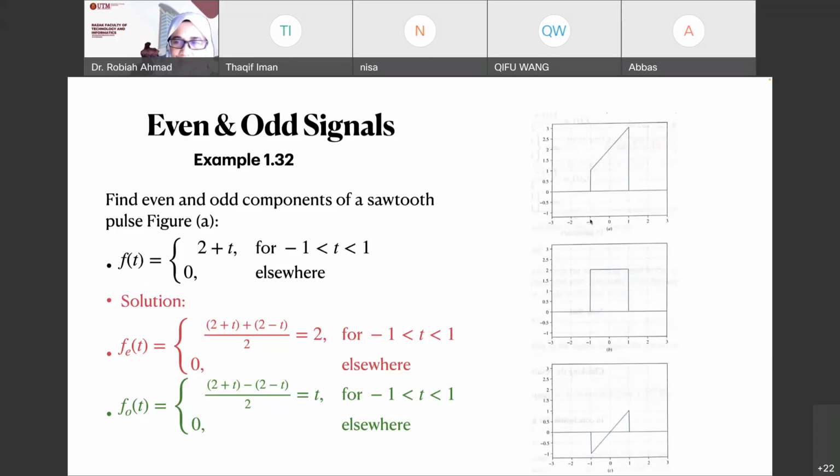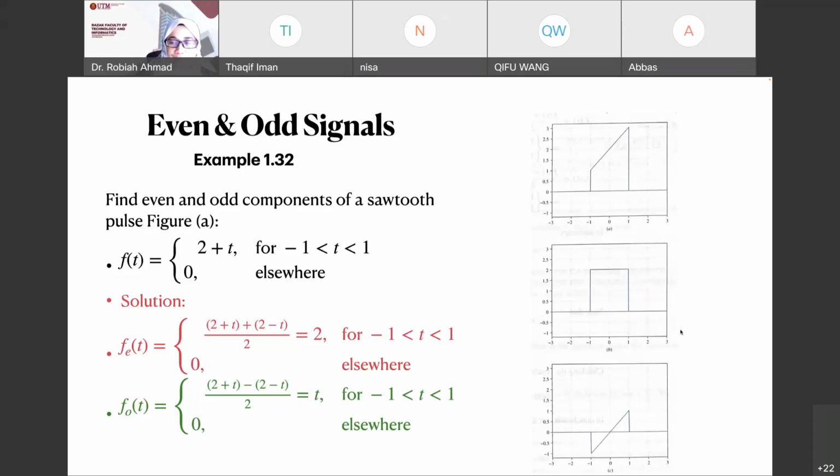Tambah di situ. Kalau kita tengok -1, so I think okay, given the signal has the equation for the signal is given. So find even and odd components of a sawtooth pulse figure A. So given that f(t) is 2 plus t for minus 1 to 1, it is actually 2 plus t. So you all semua dah familiar dengan signal, and why it is 2, and then why it is plus t and so forth. So the fact is that the signal is only 2 plus t between -1 and 1, and elsewhere it is 0. Okay.